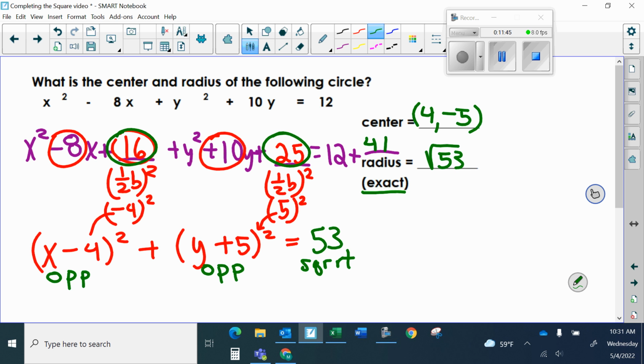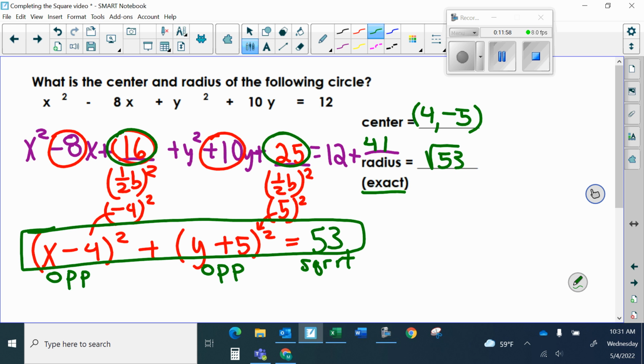Okay, so let's do one more of these. Again, it's just completing the square twice in one problem instead of once. And then you just got to remember at the end, this right here is called the standard form of a circle, just so you know. Okay, what's the center and the radius of the following circle? That right there is the standard form of a circle.